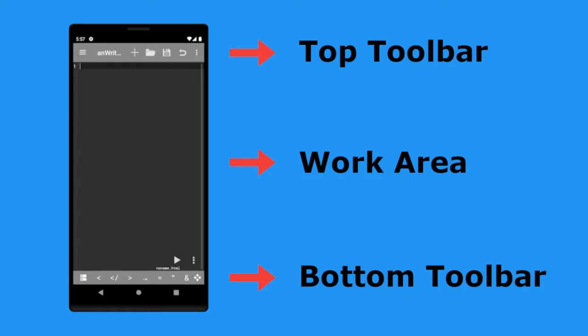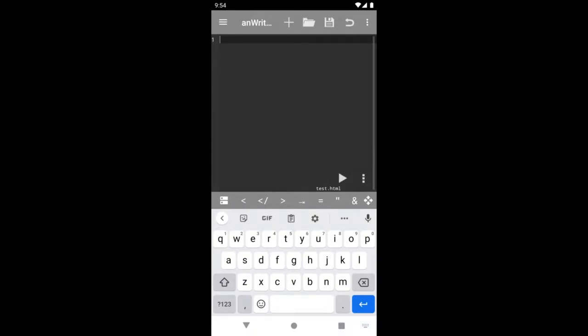On the bottom part of the app, we'll call it as the bottom toolbar. This contains mostly auto-completion and cursor navigation menus. To create a new web page, on the top toolbar, tap on the New button. Tapping the New button will create a new web page and reset the name of the file to noname.html.